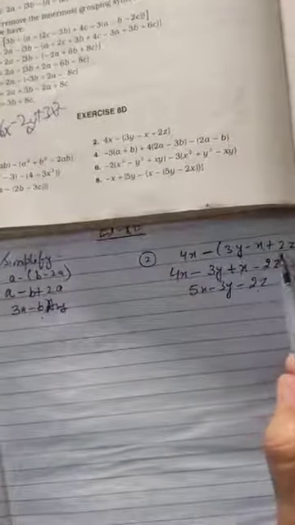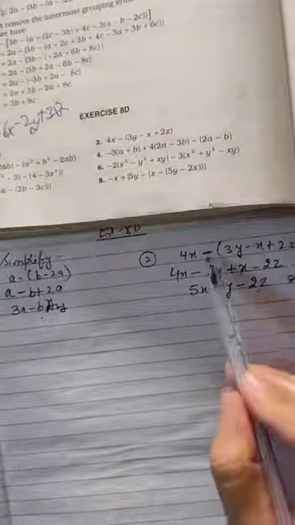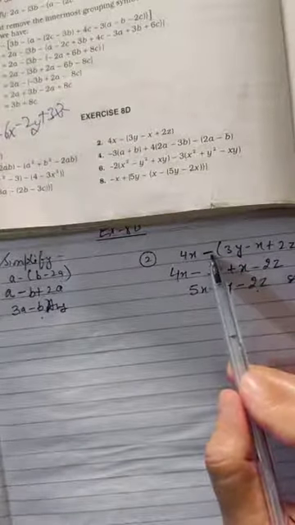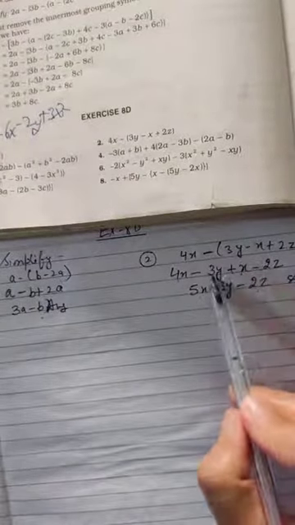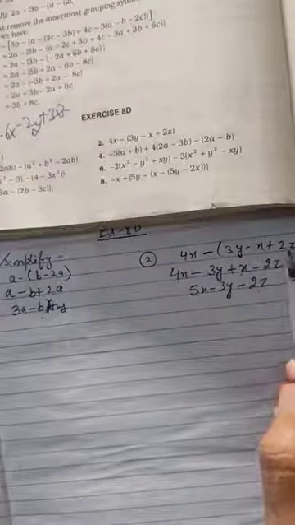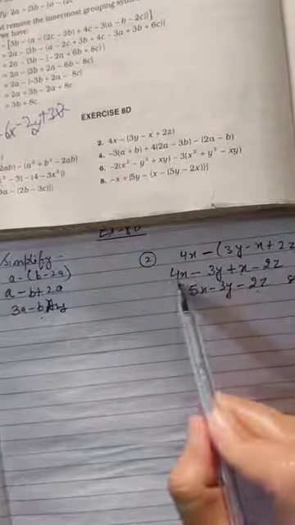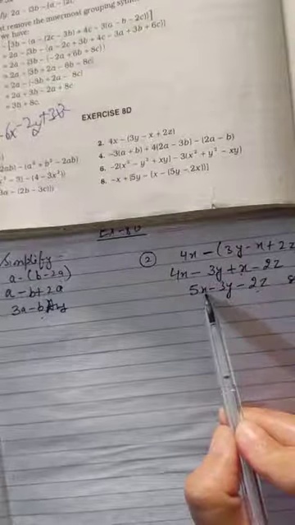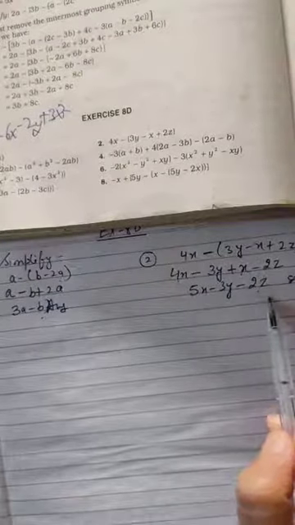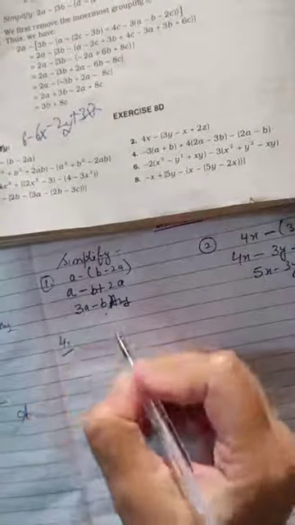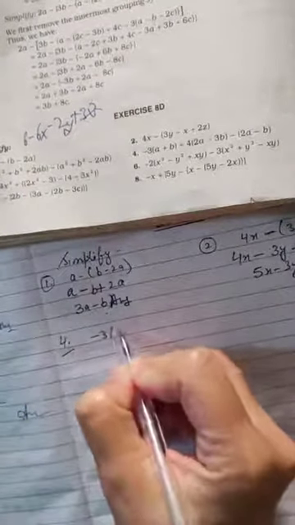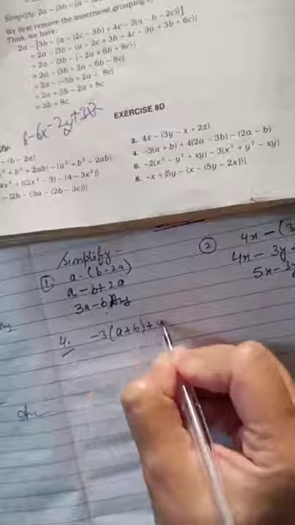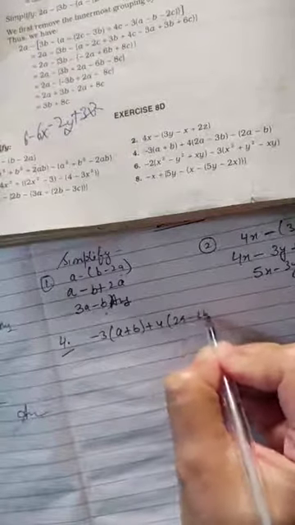The second question, 4x minus small bracket 3y minus x plus 2z, and minus is here, so we will change the sign. 3y becomes minus 3y, positive becomes negative, and then like terms 4x plus x is 5x, 3y as it is. So that is the answer. Then I am doing the fourth question. I am doing the alternate part. Rest part just write yourself.